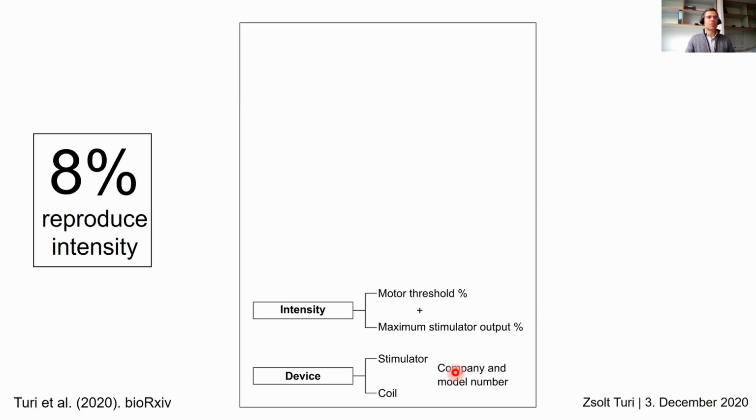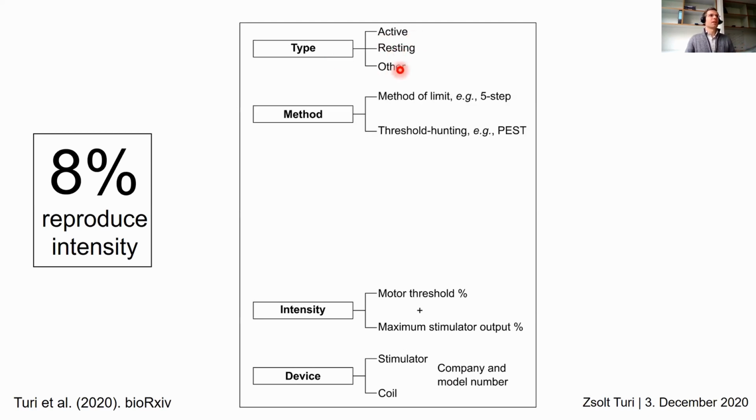So it's very useful if you report both the motor threshold, if you use the motor threshold procedure, and the corresponding device parameters. But of course, in order to make it completely reproducible, we need to explain how we ended up determining the motor threshold, because you can estimate the active or resting motor threshold, or you can use another procedure. You can also use different methods. The most common is the method of limits, but it has many different versions. Or you can use more complex estimation approaches.